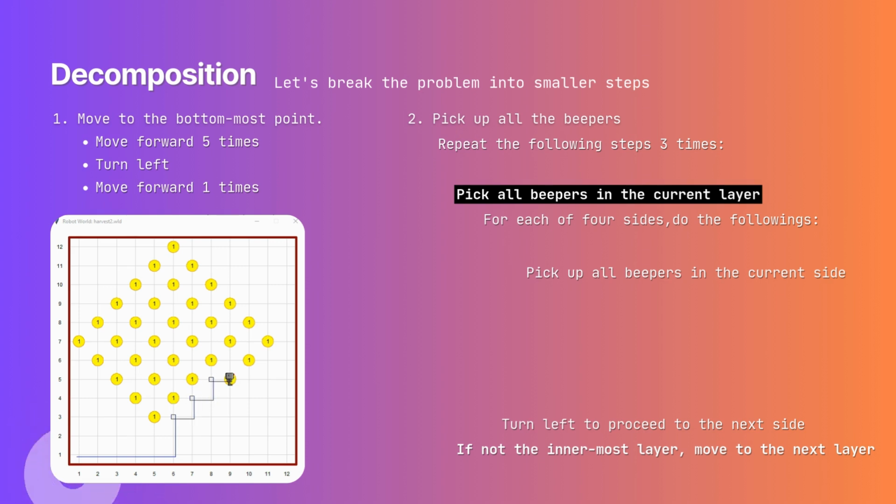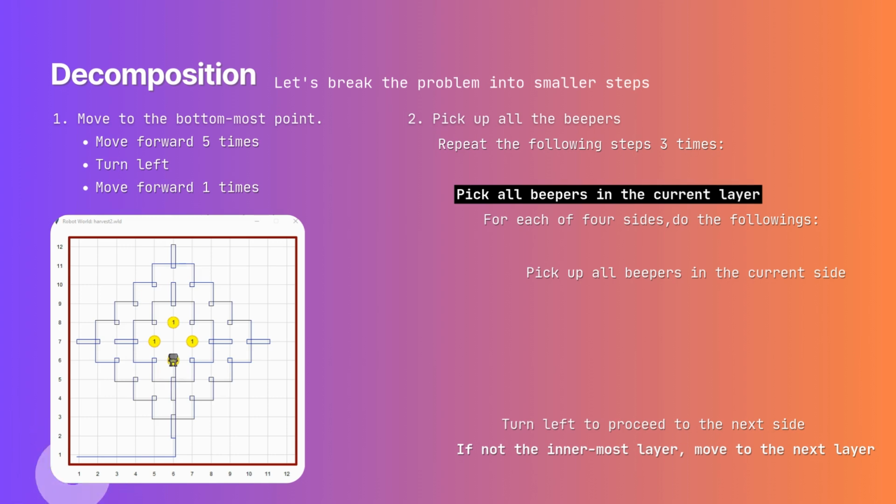The robot will repeat this process for each of the 4 sides, picking up all the beepers on the current side, and then turning and positioning itself for the next side, until all beepers in the current layer have been collected. By following this method, the robot efficiently clears each layer before moving to the next one.